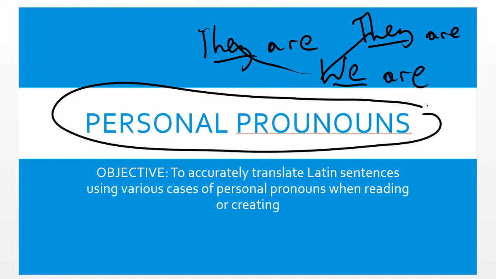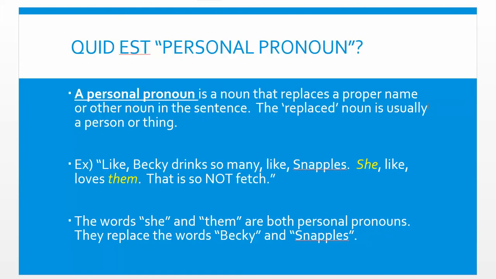Our objective is to accurately translate Latin sentences using various cases of personal pronouns when both reading and writing. So, quid est a personal pronoun? Well, a personal pronoun is a noun that replaces a proper name or other noun in a sentence. The replaced noun is usually a person or thing, hence personal pronoun.